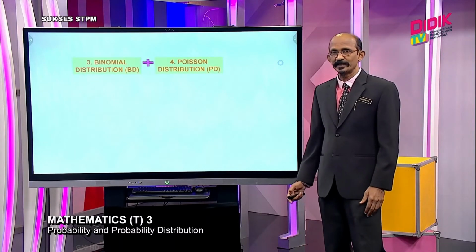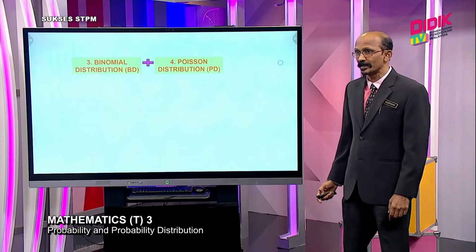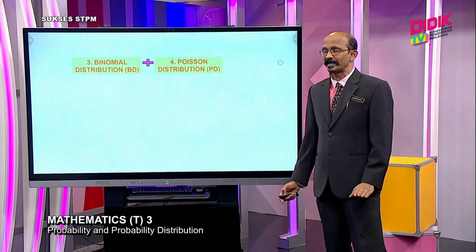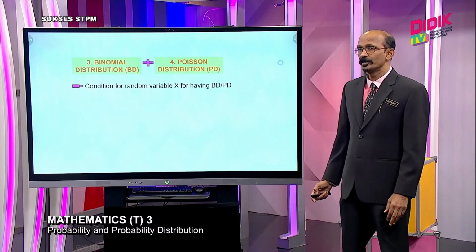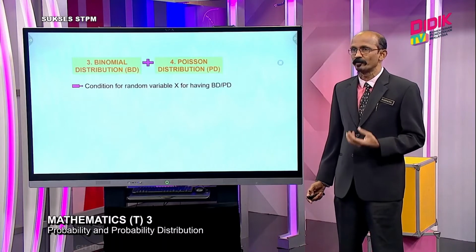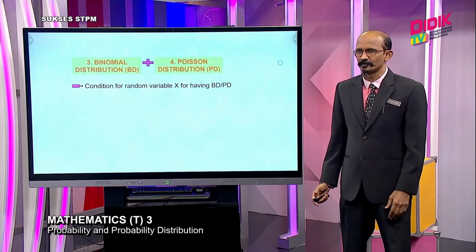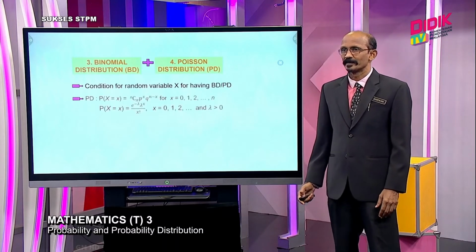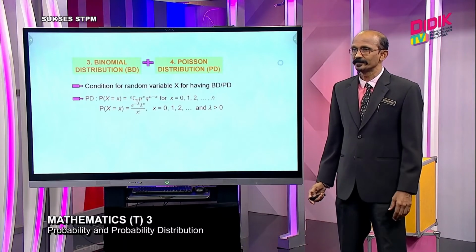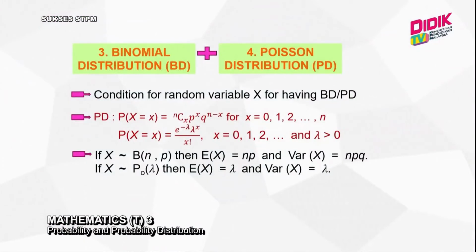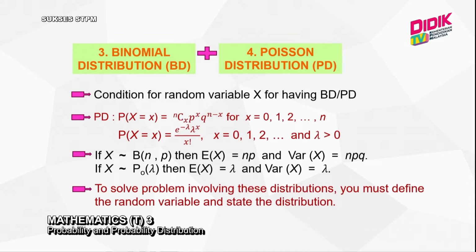Next, we will study 2 types of distribution which come under DRV: binomial distribution and Poisson distribution. These 2 are considered slightly easier. Here you should be able to define the condition for a random variable X to have a binomial distribution or Poisson distribution, and define the correct formulas. And then find the mean and variance using the correct formulas. And the last part, you should be able to solve problems involving these distributions.